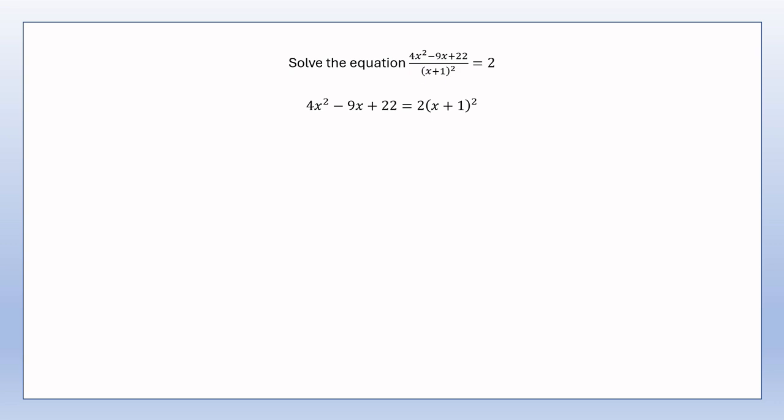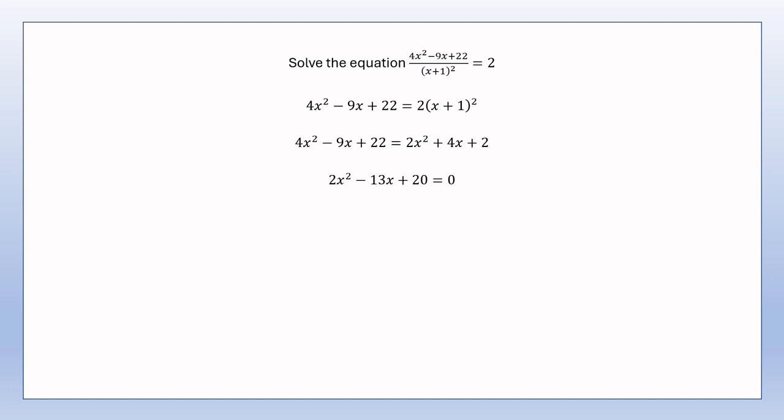So I'm going to try expanding out those brackets on the right-hand side. There's no guarantee that this is what I need to do, but it only takes a couple of seconds to do anyway. So I get 4x squared minus 9x plus 22 equals 2x squared plus 4x plus 2. And further simplification gives 2x squared minus 13x plus 20 equals 0.